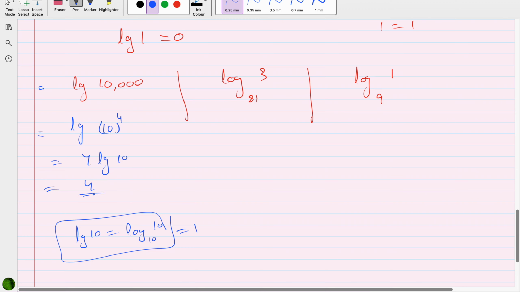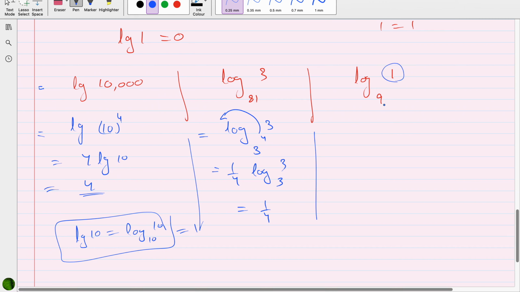So this is 4. On the other side, we know this is log 3, and 81 could be written as 3 raised to the power 4. When we bring this 4 out, this comes out as a reciprocal and left with log 3 to base 3. Answer is 1 by 4. Now this is log 1 divided by anything. Log 1 is 0. 0 divided by anything is 0.